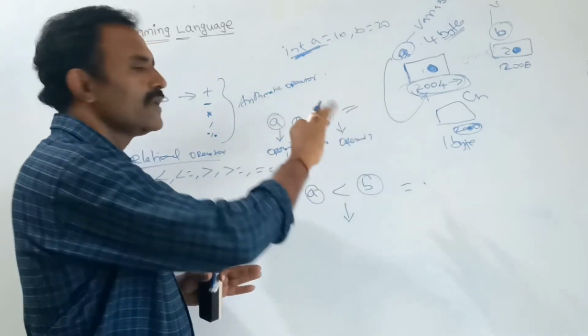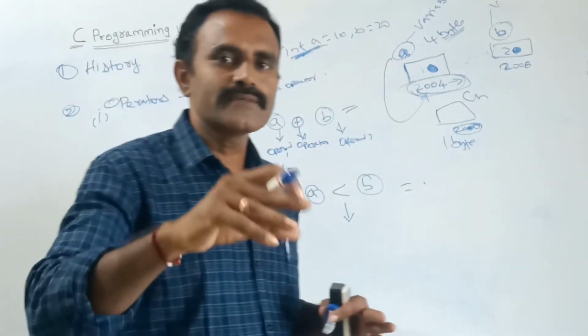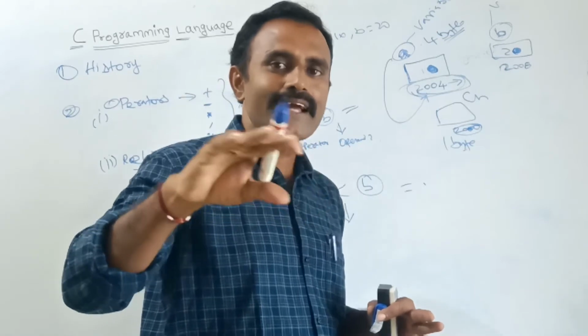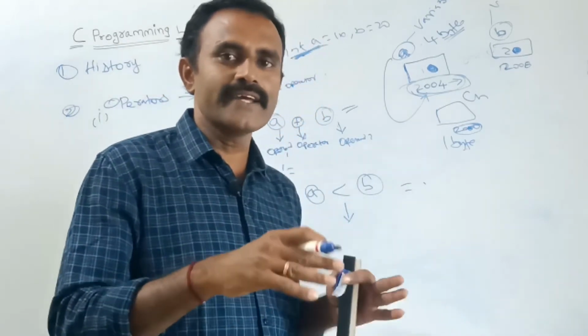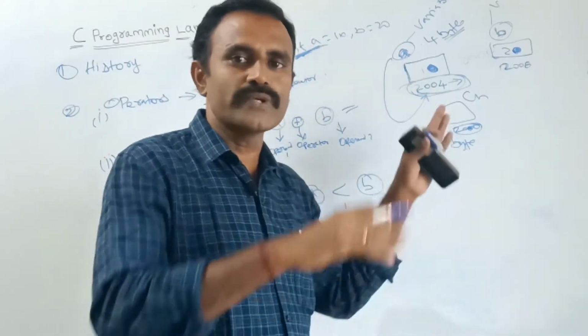An arithmetic operator returns an integer. That means it will return the answer. After adding, what is the answer? 10 plus 20 will return 30.